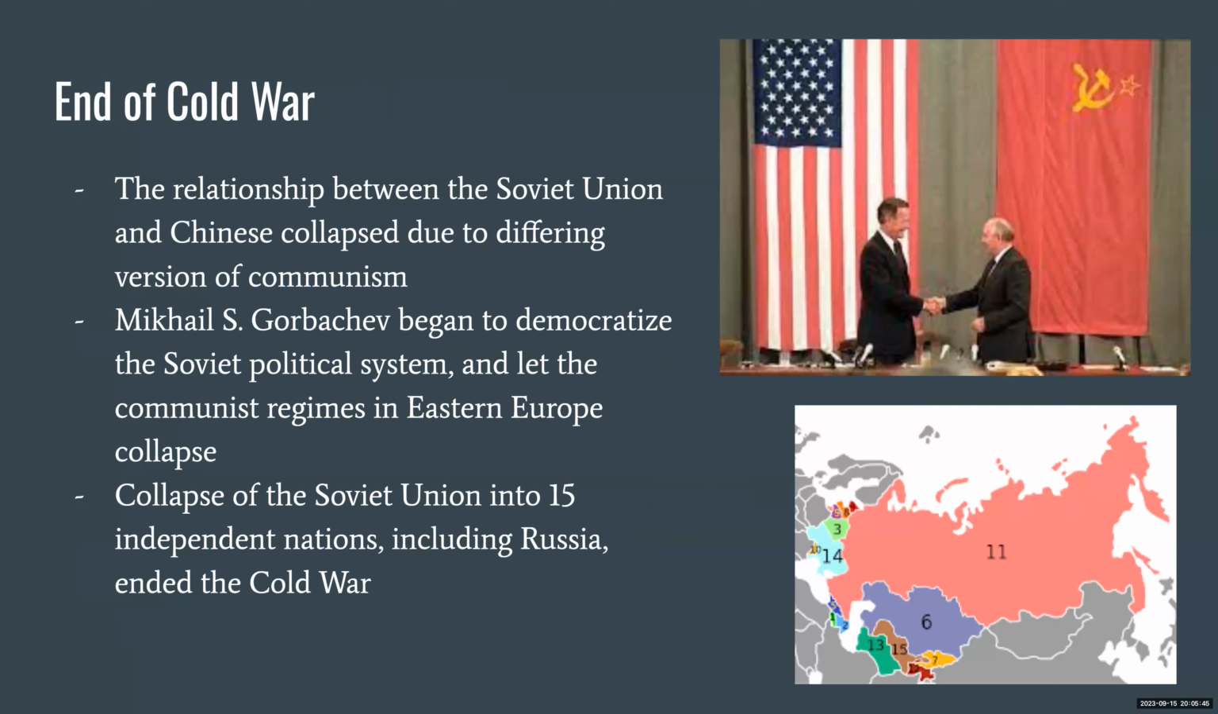All right, and then the Cold War ended. So around the 1960s, I think, the Soviet Union and Chinese relationship collapsed because of their differing views on communism. This was also because I think Stalin died a few years earlier. And then Mikhail S. Gorbachev, I think, also began to democratize the Soviet political system, as well as let communist regimes in Eastern Europe collapse. So he was like a catalyst to ending the Soviet Union. And then it was all over when the Soviet Union collapsed into 15 independent nations, as you can see in the bottom right, including Russia, which is the end of the Cold War.